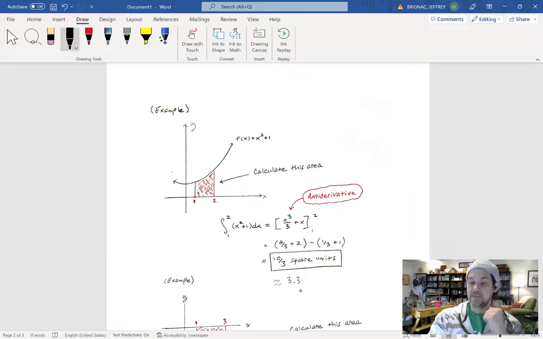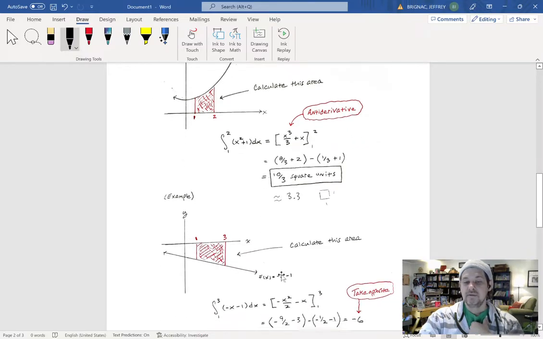3.3 square units. If you had a 1 by 1 square, you know how many of them you could fit in here? A little more than 3.3, okay? We'd have to have units consistent with however you're measuring the 1 and the 2 and so on. But that's what we mean by area. All right, so that's what we do if we want to find the area under the curve when the curve is above the x-axis. What about this one here?